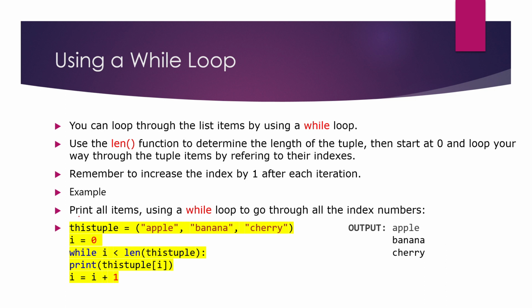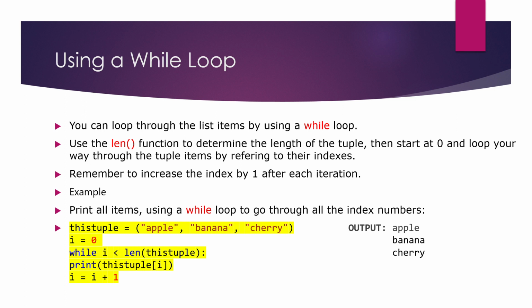This tuple is a tuple containing apple, banana, cherry, and we give i the value 0. Then we write while i is less than len of this tuple. We are starting the while loop, then print this tuple with the index i. After that, i is equal to i plus 1.